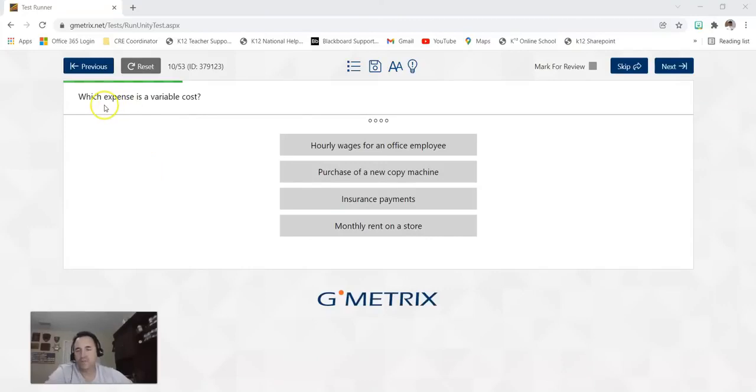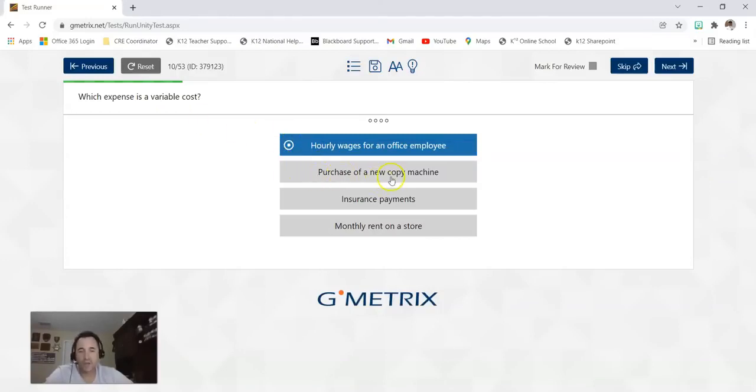So the reason I'm going over this question, which expense is a variable cost? Well, a few questions ago, we had fixed cost, and we had an hourly rate for an office assistant, which was not a fixed cost. It must be a variable cost. So here we go. We've got two questions that are basically the same, and we've got the same answer here, right? That is a variable cost.